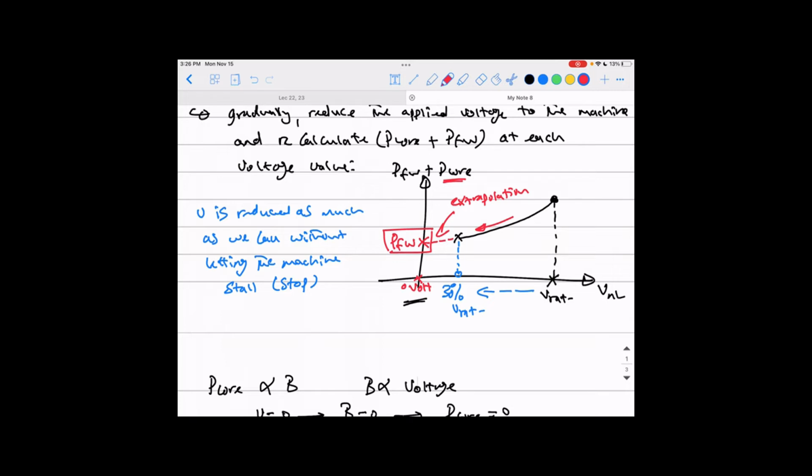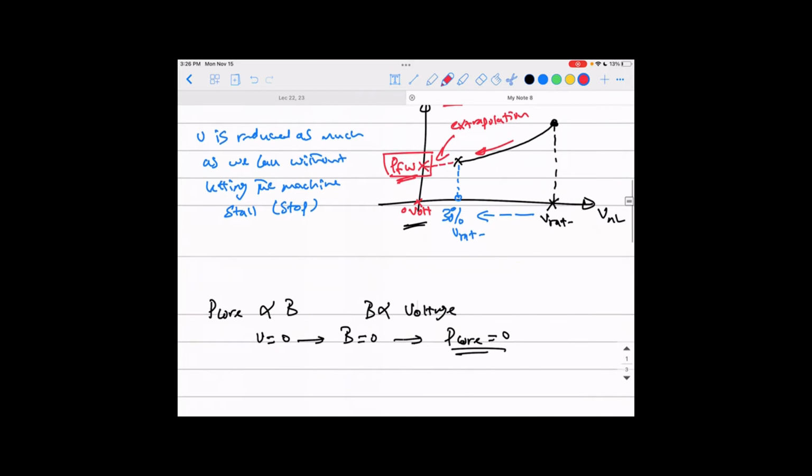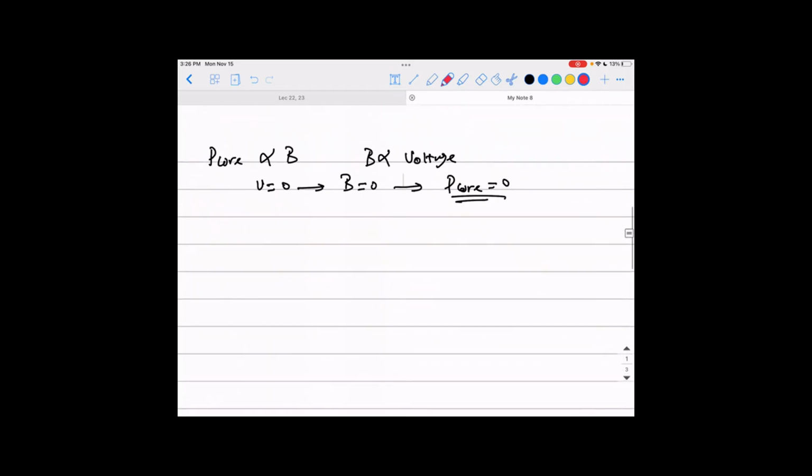Keep reducing the voltage applied to the machine as much as you can, and just extrapolate this curve to hit the 0 voltage. For the 0 voltage, theoretically no flux, and this means theoretically no core losses. So this point will give you the friction and windage losses, and that's it. Okay, guys? So from here, you get your friction and windage losses.